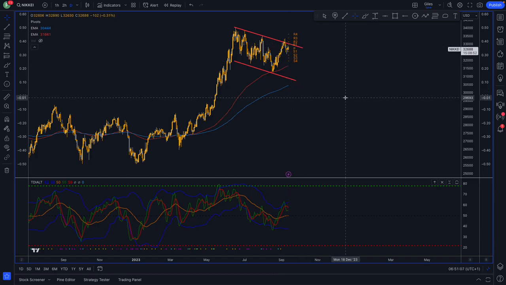Major trade risks. The major trade risk here, of course, will be further talk of the Bank of Japan exiting negative interest rates. That can strengthen the yen, and a strong yen is a natural headwind for Japan's export-heavy Nikkei.